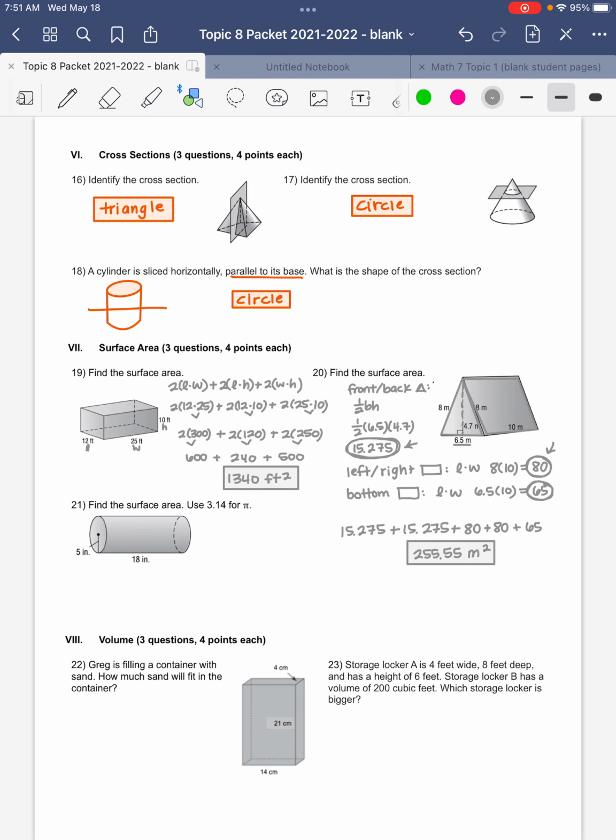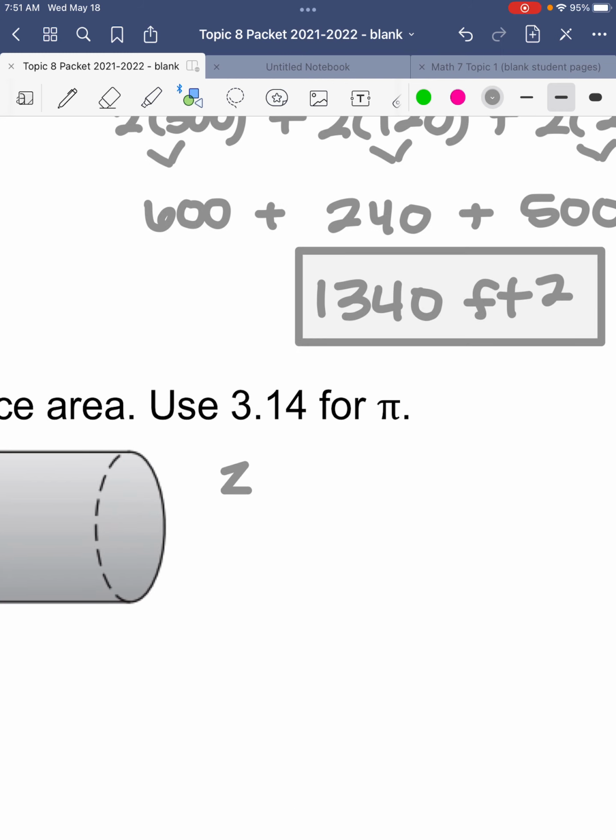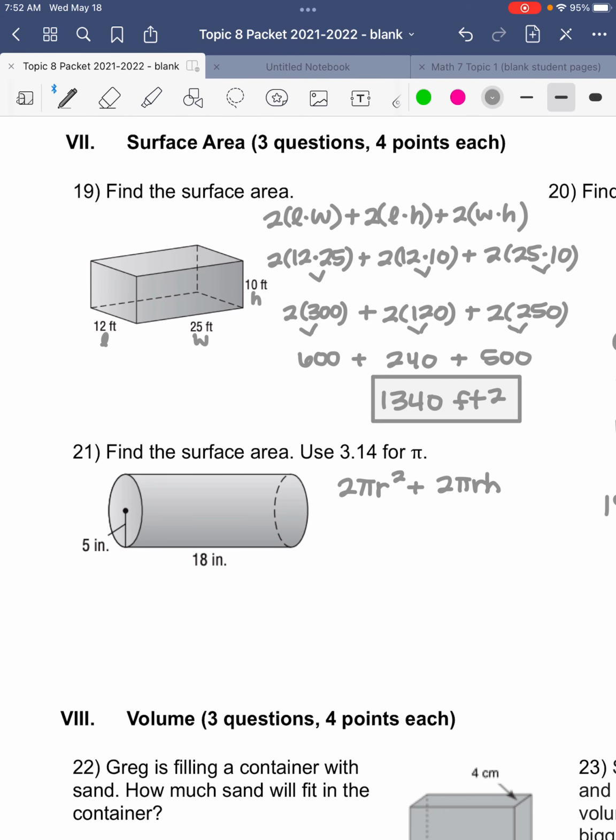Okay, now let's find the surface area of this cylinder. We're going to use 3.14 for pi. So there is a formula for this one. We're going to do 2 times pi times the radius squared, because we have to find the area of the base, and then we have 2 of them, okay? And then we're going to add to that 2 times pi times the radius times the height. How far apart are those 2 circles? So remember, every time I see pi, I'm going to use 3.14, and I just have to figure out what the radius and the height are. So the radius is this 5 inches, and the height is this 18 inches.